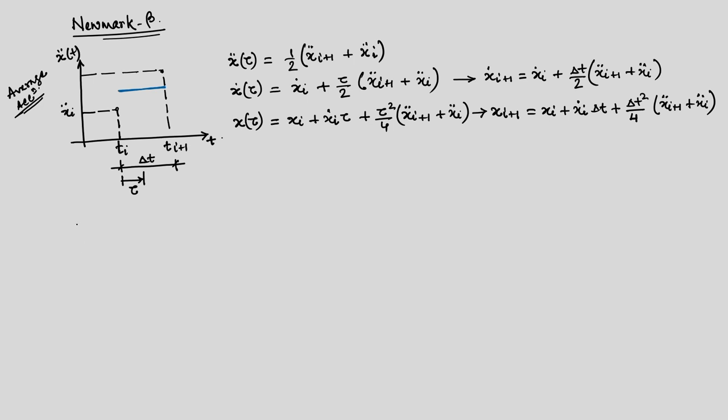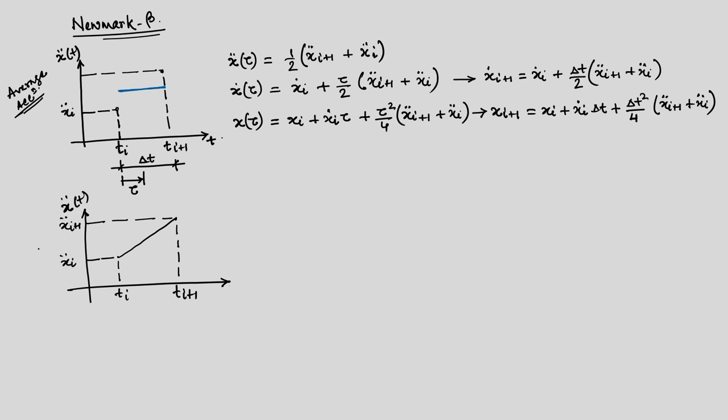if we consider linear acceleration method and then find out what should be these expressions, let us do in a minute. So, we have x double dot of t, consider two time points at t I and then at t I plus 1, and in between them, this time there is the acceleration varies linearly. So, we have x I double dot and then x I plus 1 double dot.